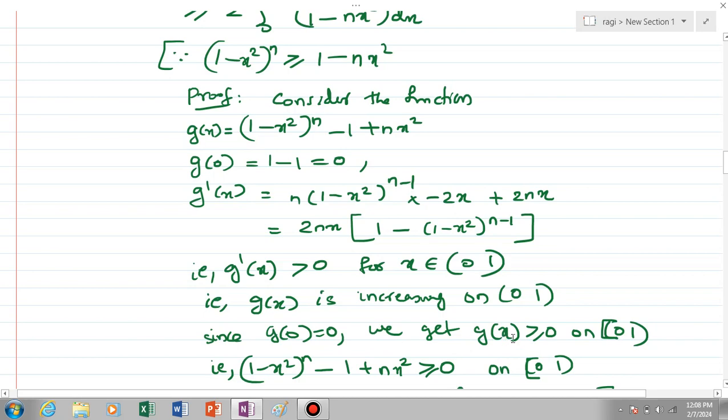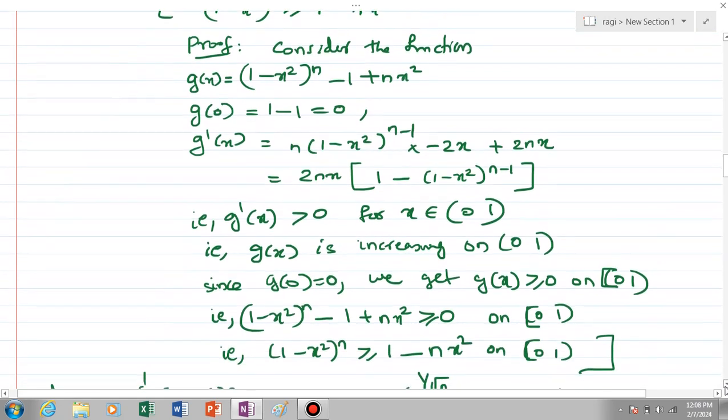That is, g of x is greater than or equal to 0 on the interval. If we are considering 0, then g of x is equal to 0. So in general, g of x is greater than or equal to 0 on the interval. Now, we are not considering the point 1. That is the function g of x, that is (1 minus x square) raised to n minus 1 plus nx square, is greater than or equal to 0 on the interval.